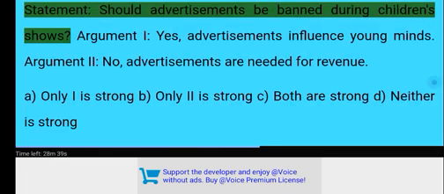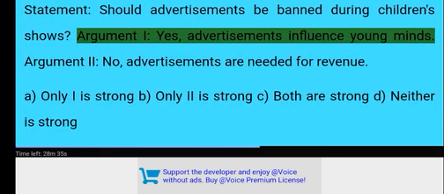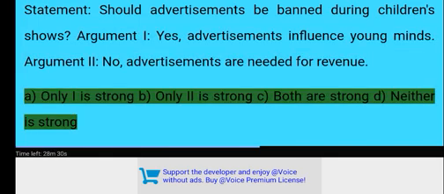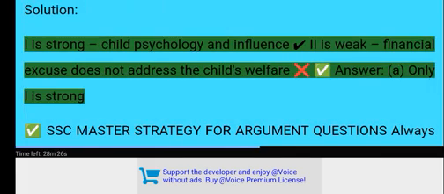4. SSC CGL 2020 Tier 1. Statement: Should advertisements be banned during children's shows? Argument 1: Yes, advertisements influence young minds. Argument 2: No, advertisements are needed for revenue. A. Only 1 is strong. B. Only 2 is strong. C. Both are strong. D. Neither is strong. Solution: 1 is strong, child psychology and influence. 2 is weak; financial excuses do not address the child's welfare.